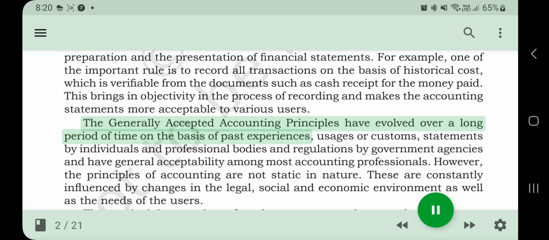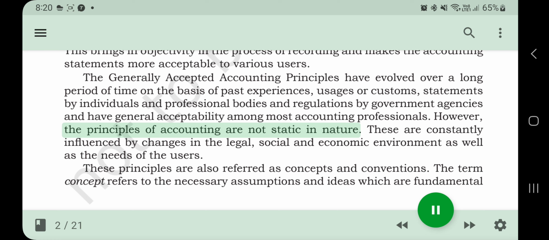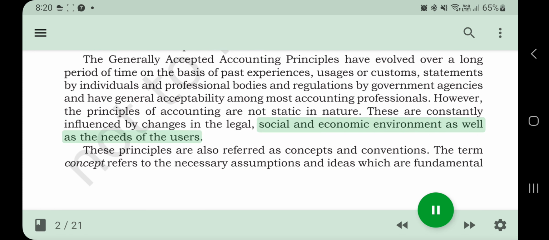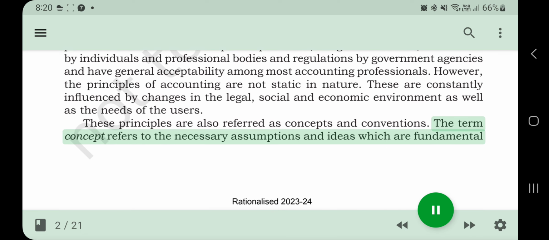The generally accepted accounting principles have evolved over a long period of time on the basis of past experiences, usages or customs, statements by individuals and professional bodies and regulations by government agencies, and have general acceptability among most accounting professionals. However, the principles of accounting are not static in nature. These are constantly influenced by changes in the legal, social and economic environment as well as the needs of the users. These principles are also referred as concepts and conventions. The term concept refers to the necessary assumptions and ideas which are fundamental.